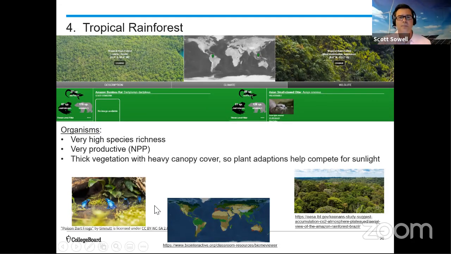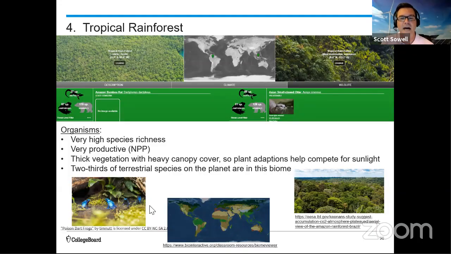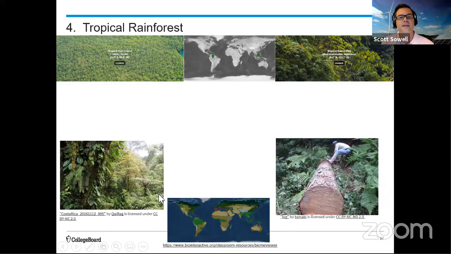Heavy canopy, meaning heavy tree layers at the top. And so because of that, the plants there have learned to compete for the sunlight. So sunlight is a limiting factor for some of those plants, especially the ones growing underneath the canopy. But two-thirds of the terrestrial species on the planet are in this biome. Wow, that's a cool statistic.